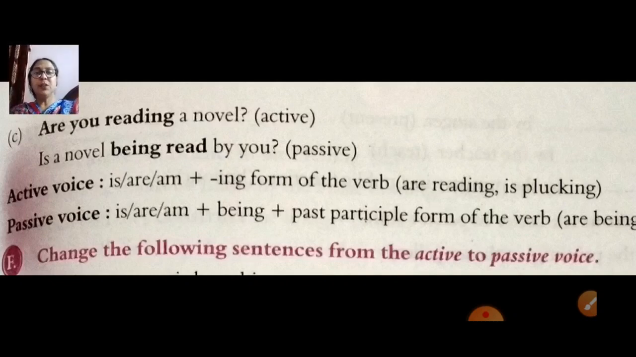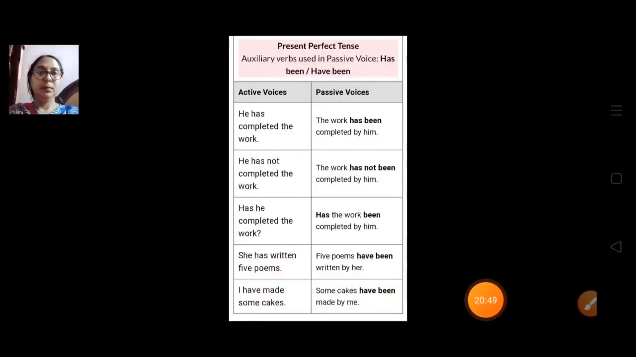Now after learning this, we are going to learn how to make active to passive voice in present perfect tense. Let's start. In present perfect tense, the auxiliary verbs used in passive voice are has been and have been, and as you all know, the third form of the verb will be there.